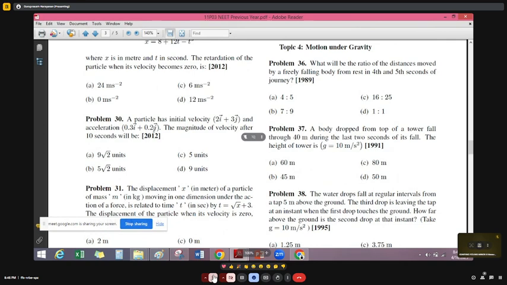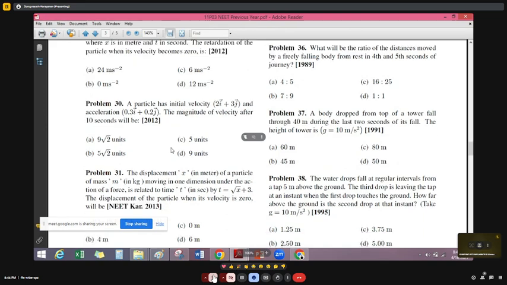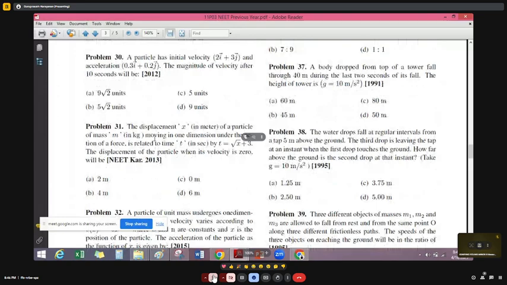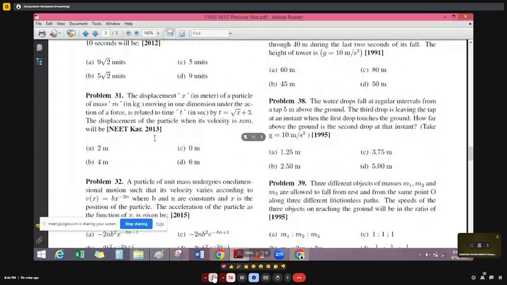Particle's initial velocity, acceleration, I think we already did this, didn't we? Okay, something like 7√2 came, it is the same. So I think it's very similar to that. Yeah, 31 is also easy only.